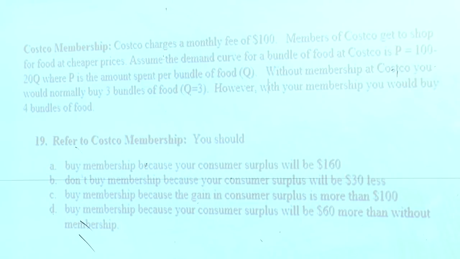So here we're deciding whether to buy a Costco membership, which costs $100. The benefit being that you get products for a lower price. We assume the demand curve for that bundle is going to be P equals 100 minus 20Q. And without a Costco membership, you would buy 3. And with a Costco membership, you would buy 4.